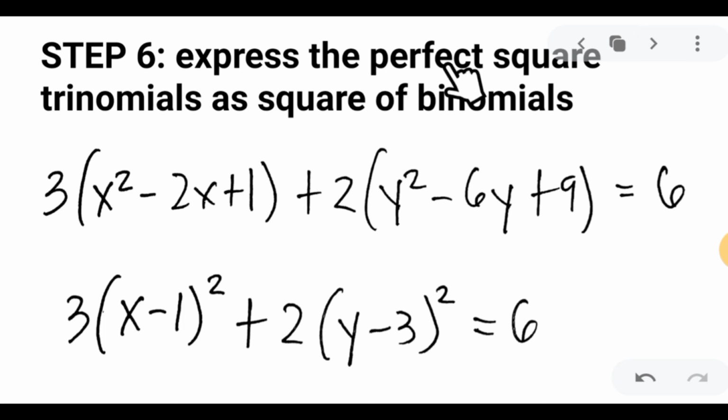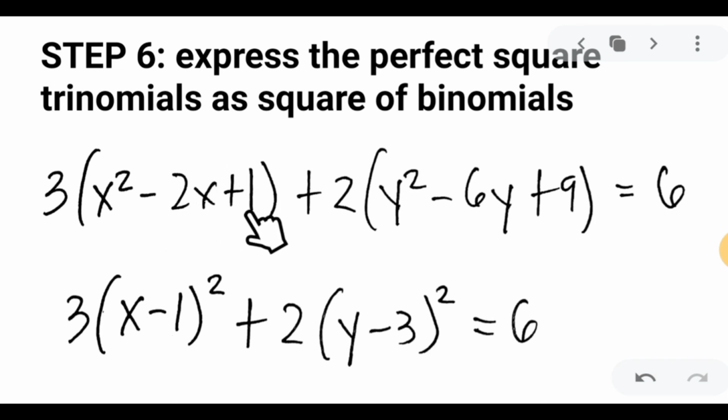And then step 6, you have to express the perfect square trinomials as square of binomials. So to convert these perfect square trinomials into square of binomials, you just have to get the first degree of the x squared, and that is x minus, because you have two different signs here, so that will be minus.